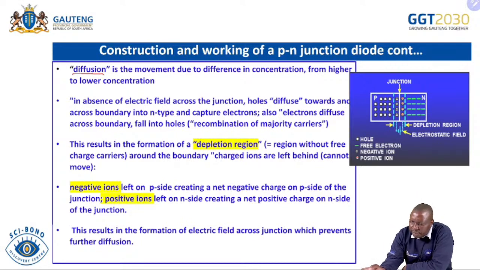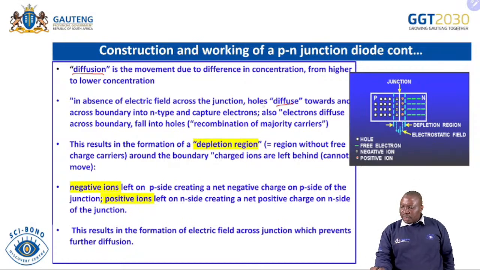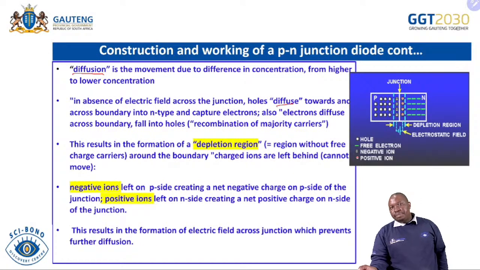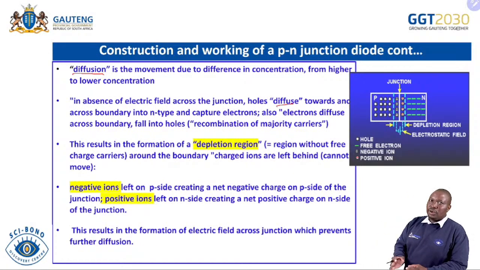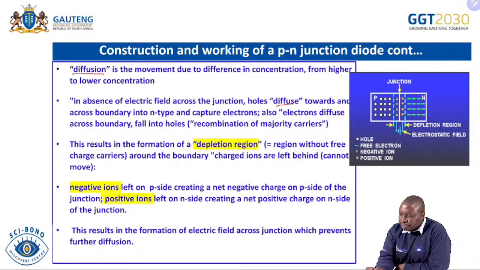In the absence of an electric field across the junction, holes will diffuse towards and across the boundary into the N-type. Here I must be slow and make sure that I don't lose you. We move together. Remember we talked about the holes that are created in the P-type and the N-type. In the N-type we had extra electrons, hence they are N, they are negative. On the P-type we had the holes. So the holes will diffuse towards and across the boundary into the N-type. Remember, we have the positive here.